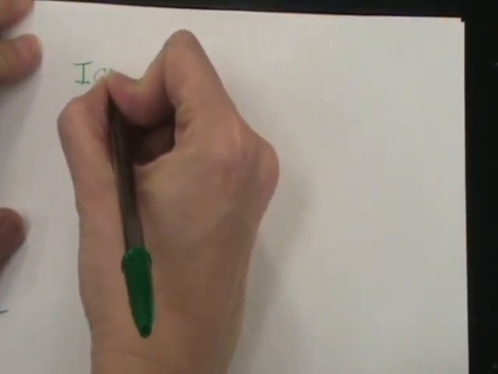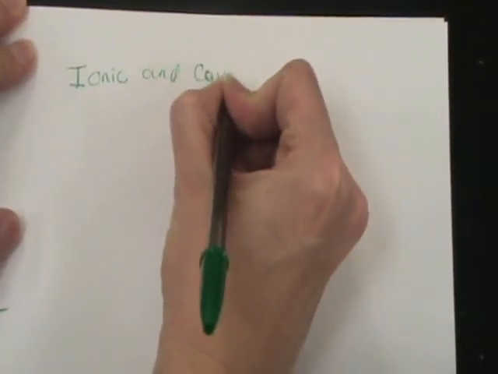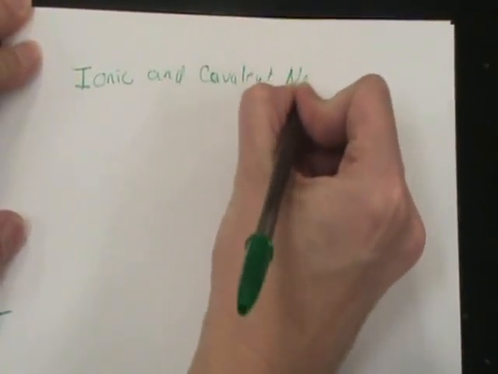Alright, so today this is a review for your test, which will be February 1st. This is over ionic and covalent naming.